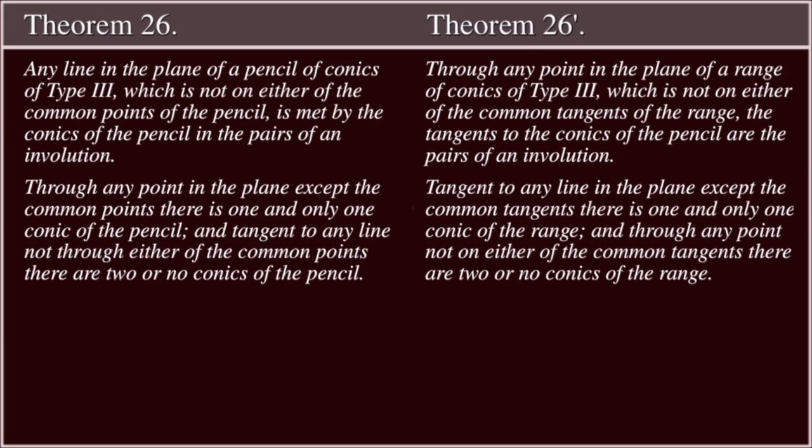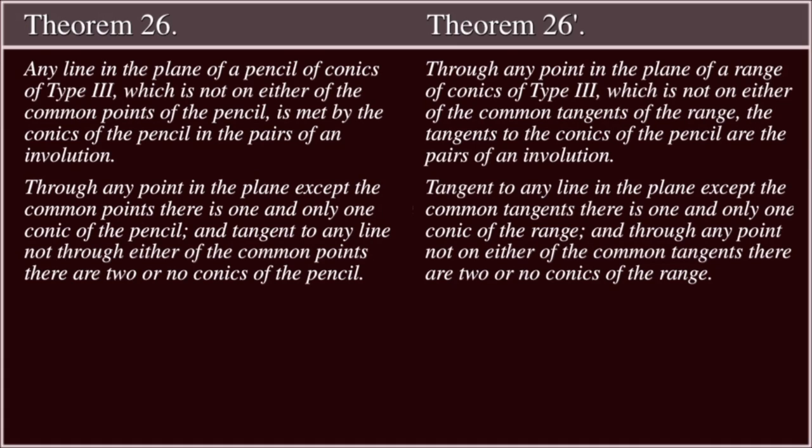involution. Through any point in the plane, except the common points, there is one and only one conic of the pencil, and tangent to any line not through either of the common points, there are two or no conics of the pencil. Theorem 26 prime. Through any point in the plane of a range of conics of type 3, which is not on either of the common tangents of the range, the tangents to the conics of the range are the pairs of an involution.